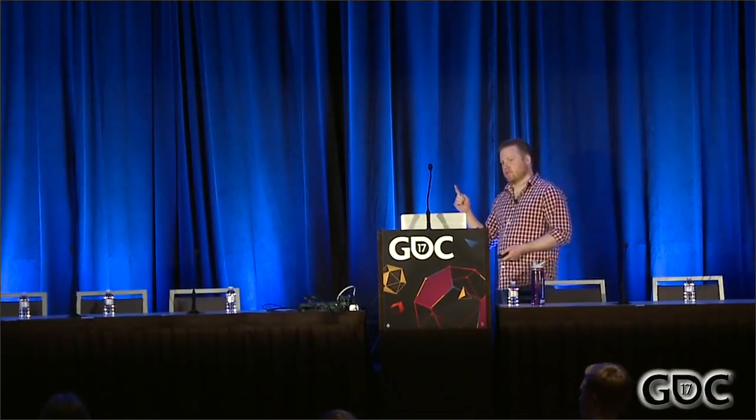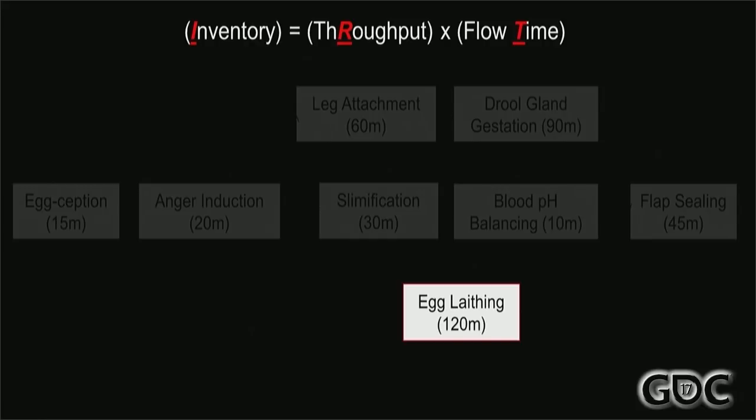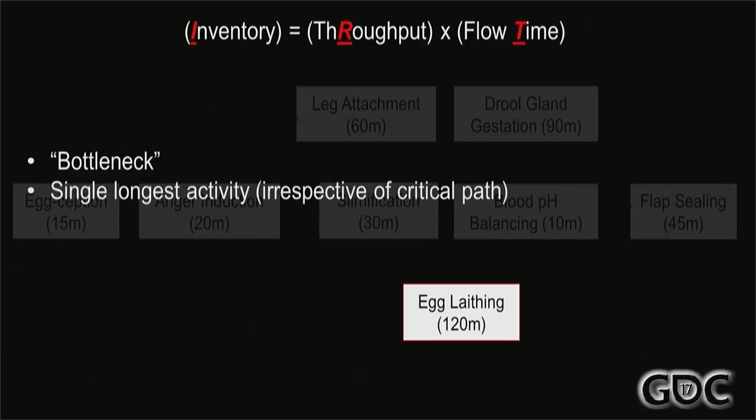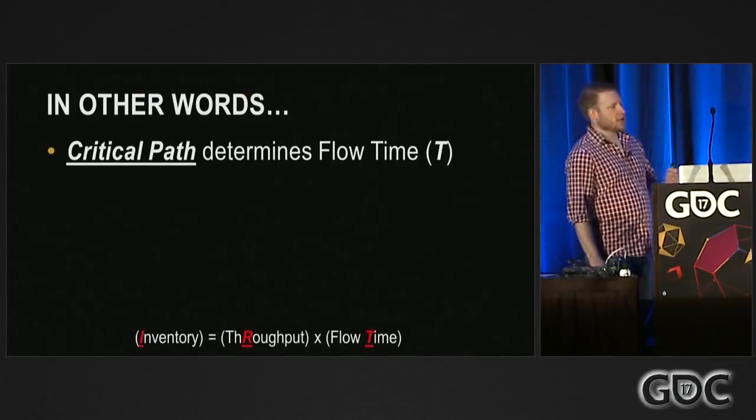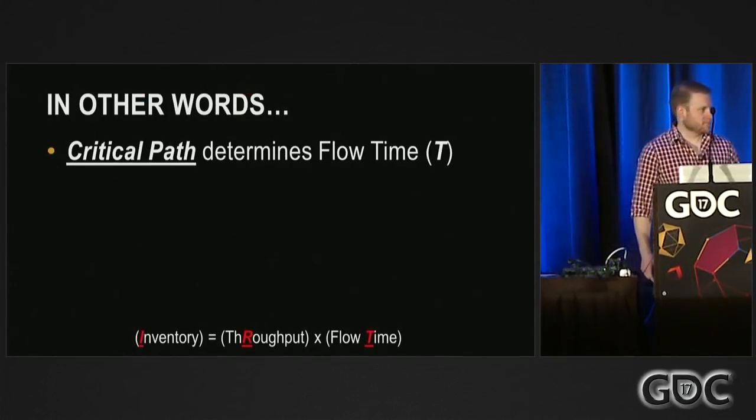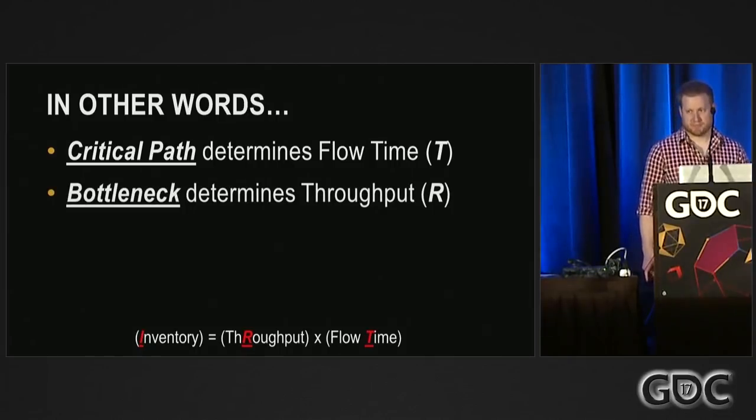Let's also recognize that one single activity is longer than any other. This is the bottleneck. Again, I'm sure you've heard that term in various contexts. This is the operation science definition. It is the single longest activity, irrespective of critical path. It can be on the critical path, it doesn't have to be. The throughput of that bottleneck dictates the throughput of your process. In other words, you cannot get things out of the process at a rate faster than the bottleneck will allow. And that throughput is denoted as R. So to summarize, your critical path determines your flow time. Your bottleneck determines your throughput.